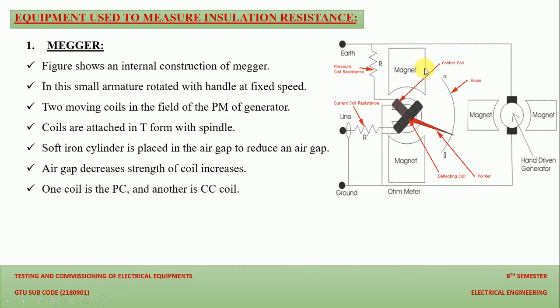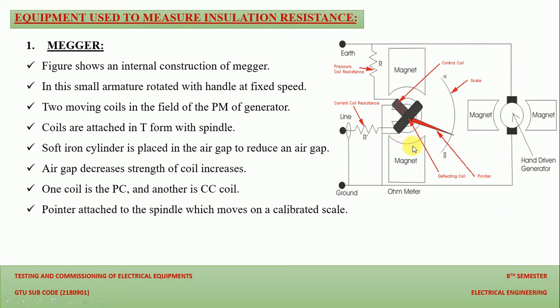One coil is called the pressure coil, which measures the voltage, and the second one is the current coil, which measures the current passing through the conductor. The pointer is mounted on the T shape, which is attached to the spindle, and as the T shape rotates according to the generated voltage and current, the pointer will also get deflected.